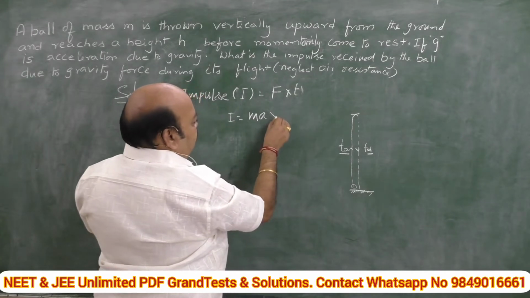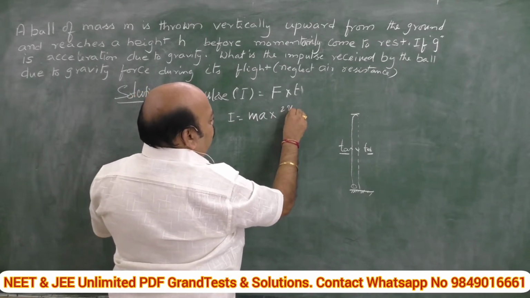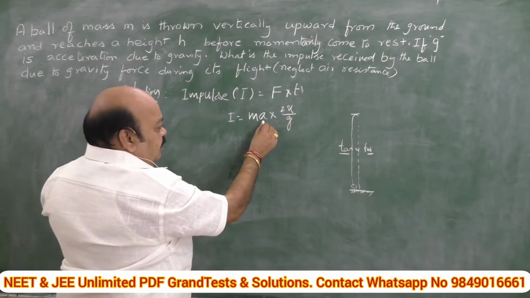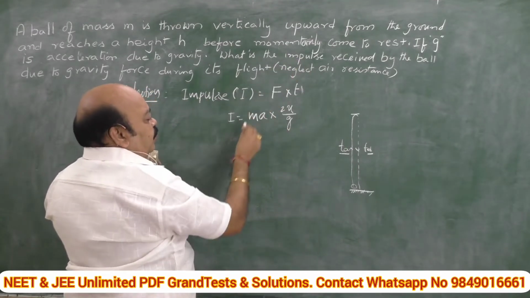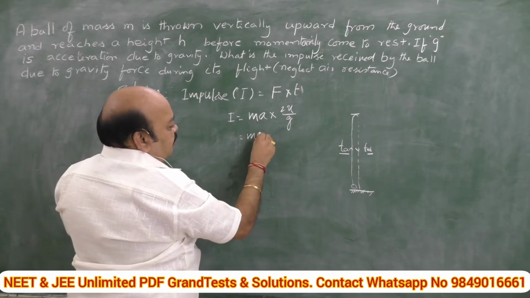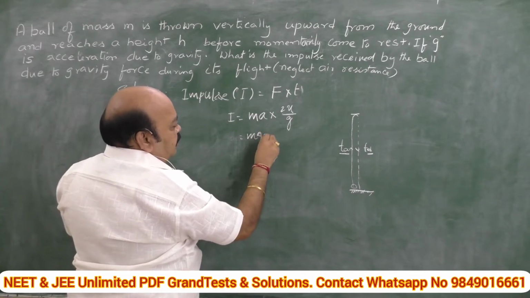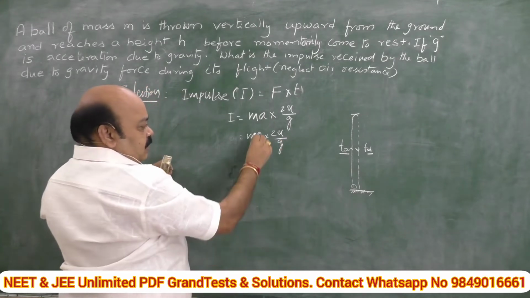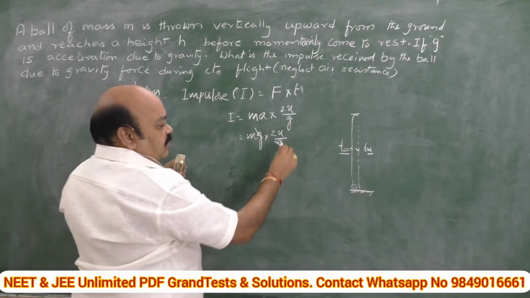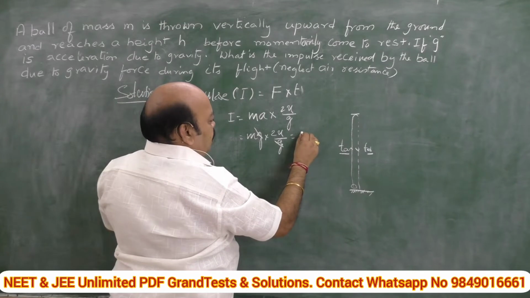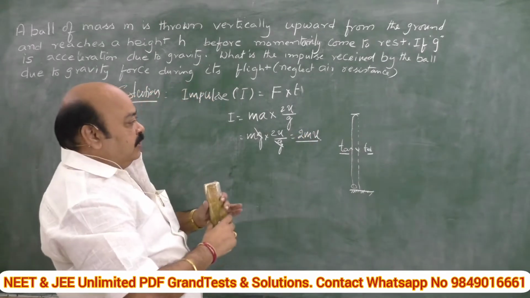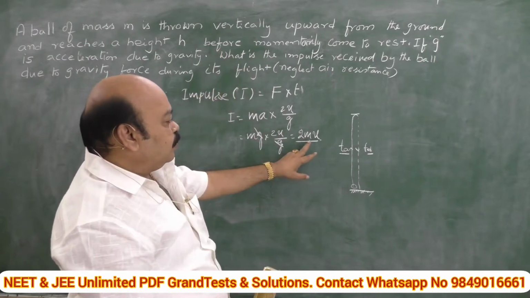So, in the place of T, we will write 2u by g. What is the acceleration in case of a vertically moving body? It is nothing but the gravitational pull. So, mg into 2u by g. The g you can cancel. The net value is 2mu. Directly the mass is given as m, no problem.